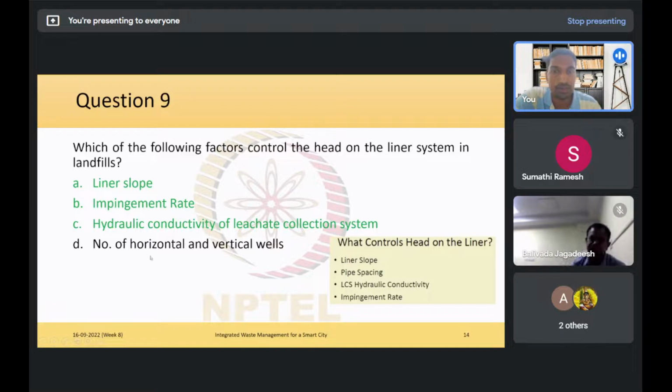Whereas the vertical and horizontal wells do not generally affect it, because they are going to be outside of this, and their capacity is going to determine how long we can store and so on, but it's not going to directly affect the head that we have on the liner system.